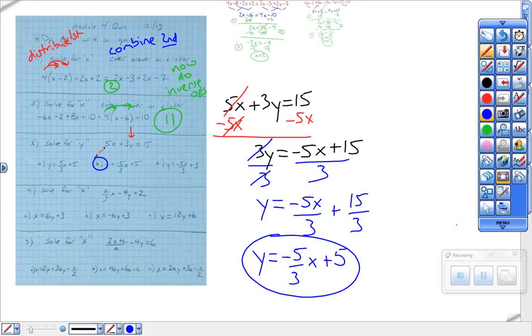My last step, dividing everything by 3 and doing the double split, where that 3 divides into both the negative 5x and the 15 separately. The negative 5x over 3, I just left it, but the 15 over 3, I divided out and got 5. So that is choice B.